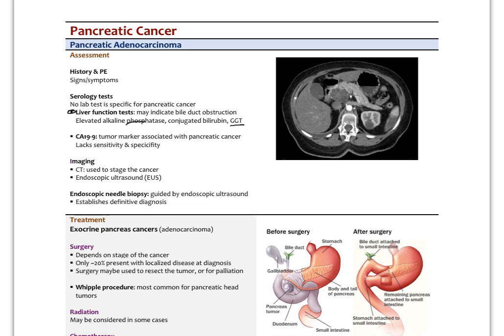CA19-9 is a tumor marker associated with pancreatic cancer. It lacks any sort of sensitivity or specificity, but it might be helpful, once it's diagnosed, to track the progress of the cancer for different types of cancers. We're finding even within pancreatic adenocarcinoma, there are many subtypes depending on which proteins are expressed on the cells and so forth. CT is used for imaging to stage the cancer, and then endoscopic ultrasound might also be helpful for developing an image of where the tumors are and so forth.